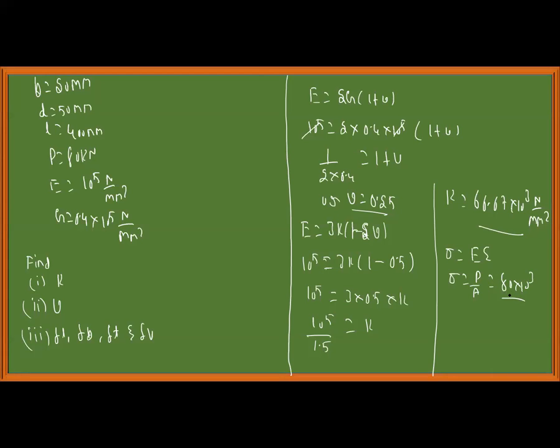by area of cross section. Area of cross section, I should take B into D. I should not take L into B or something. This is the cross section. Always you should take the cross section which is perpendicular to the load. That is why it's called a normal load. This is the cross section you should take. Load is acting like this. B into D, it is 50 into 20. Can you tell me what is sigma?